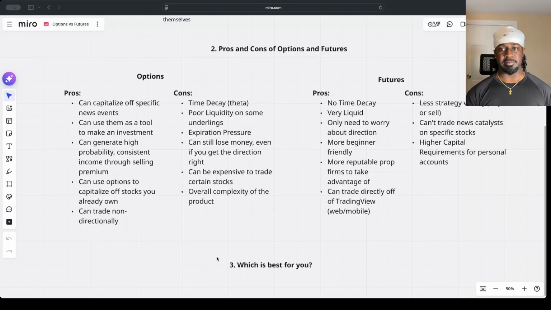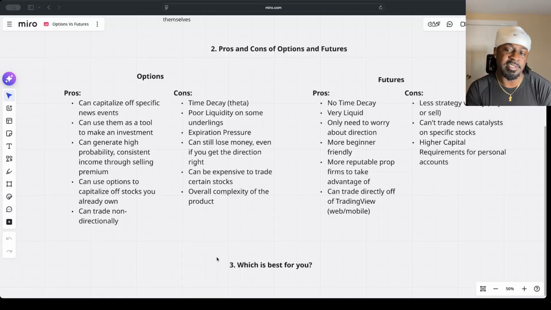Another con of trading options is poor liquidity on some underlyings, right? So on certain stocks, they might not have a lot of volume in the option chain, right? The bid and ask might be super wide on an option chain for some stocks, and you might not be able to get a good fill, right? Another con, there's expiration pressure. If your contract isn't going in the money by expiration, you're feeling pressure, right? Your position is taking heat, right? You have to worry about the expiration date.